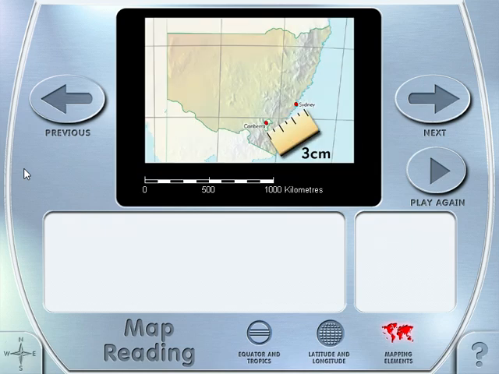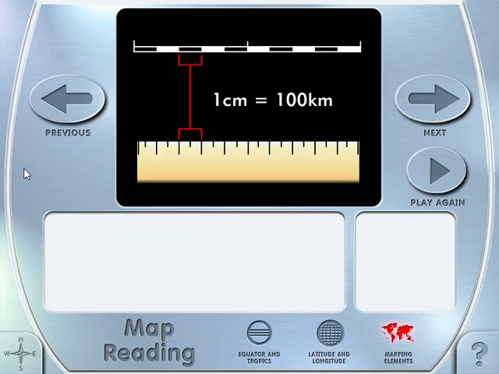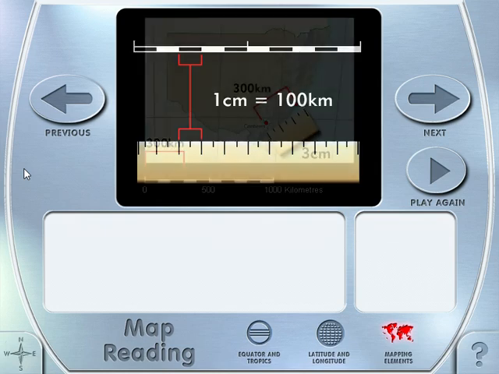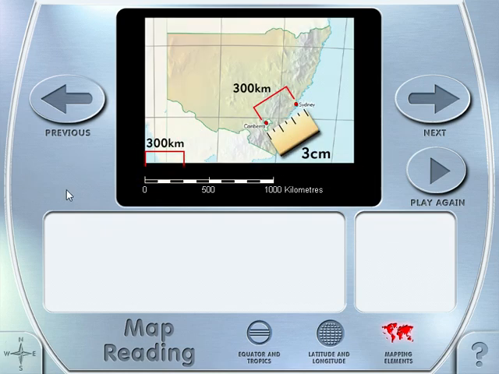So, if you measure between Sydney and Canberra by ruler, it shows 3 centimetres. The 3 centimetres on the scale represents 300 kilometres, making the actual distance from Sydney to Canberra 300 kilometres. So, by placing your ruler on the scale and measuring a section, you can calculate how many centimetres represent a certain number of kilometres. Then, with your ruler, take a measurement between 2 points and work out the actual distance in kilometres.